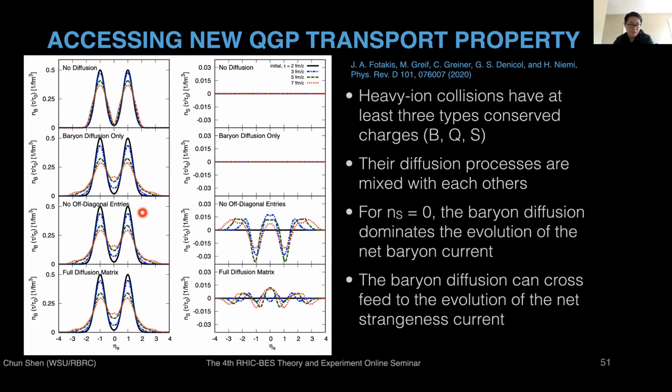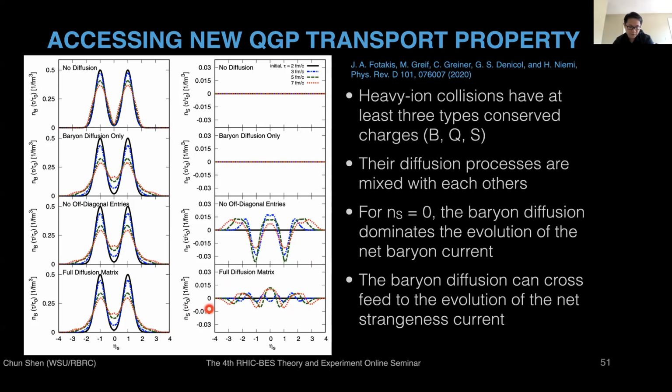And you can include, say, an off-diagonal element in this matrix that mixes the baryon charge and the other charges. In this case, it is the baryon and strangeness. You can see that the baryon density doesn't change much, but you actually develop a non-zero strangeness density because of this cross-feeding between the baryon density and the strangeness. And last but not least, if you include the full diffusion matrix, you can see that the shape of the net strangeness also changes, from the case without off-diagonal terms to the diagonal ones.